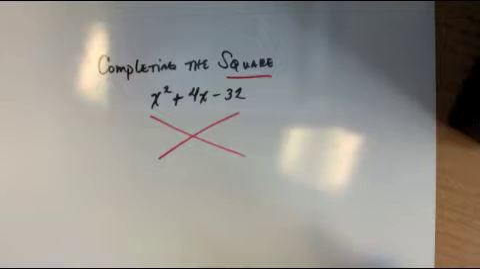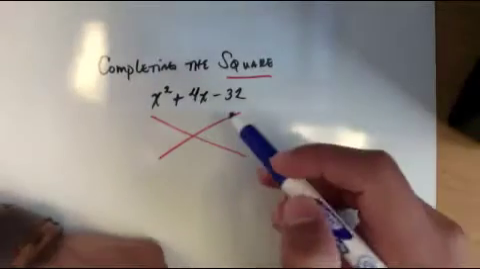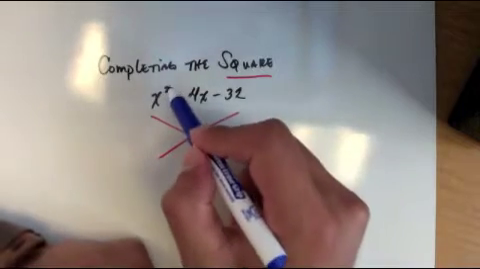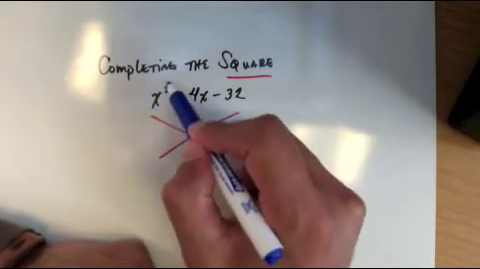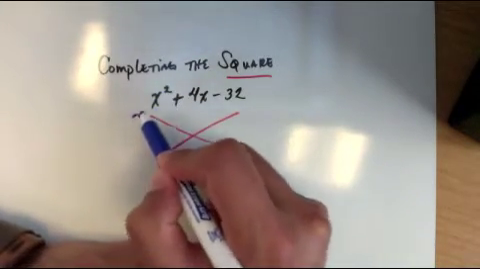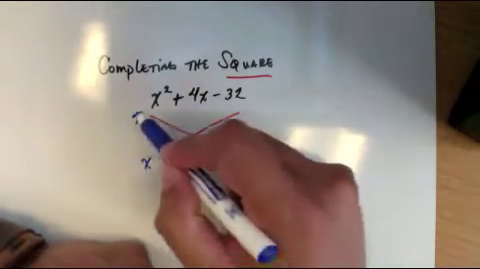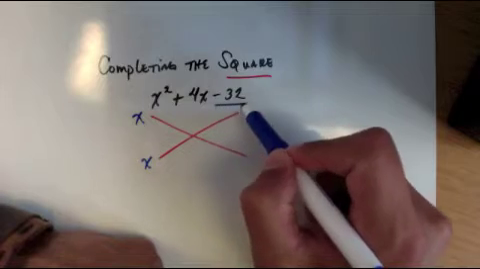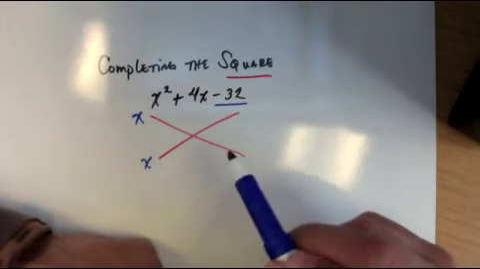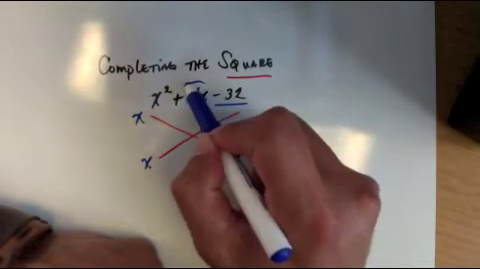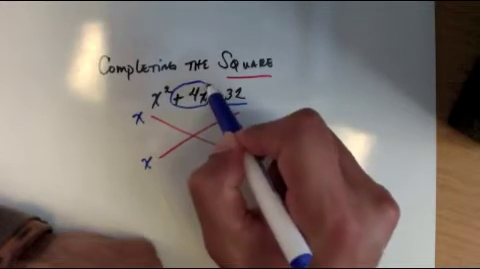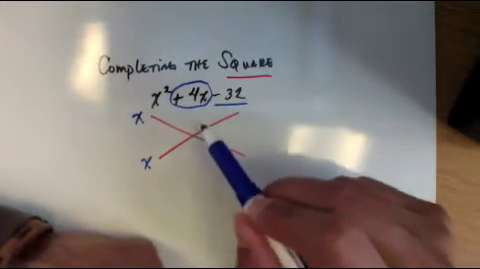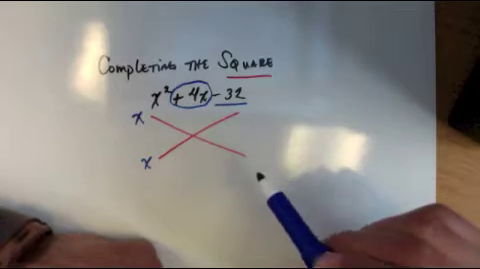Remember, we used to do what we call the x factor. So in order to factor this trinomial, I take the factors of x squared, which are x and x. So x times x gives me x squared. Now, factors of negative 32. Keep in mind that those factors have to give me the sum of positive 4.